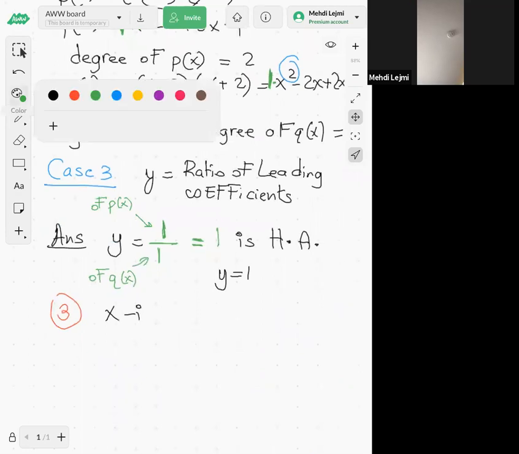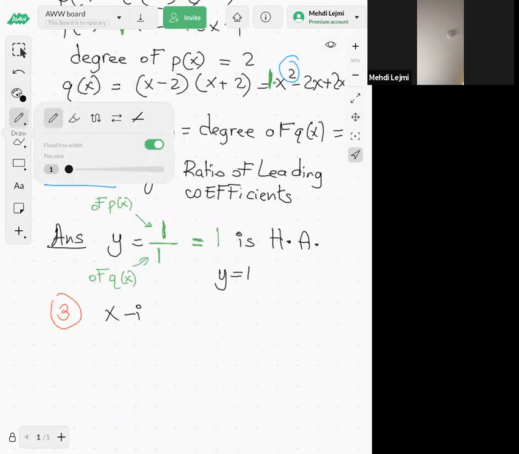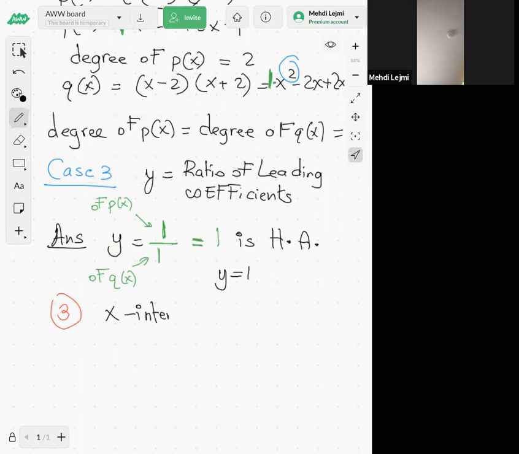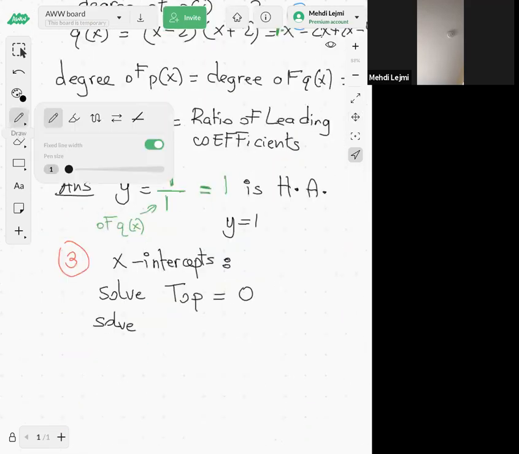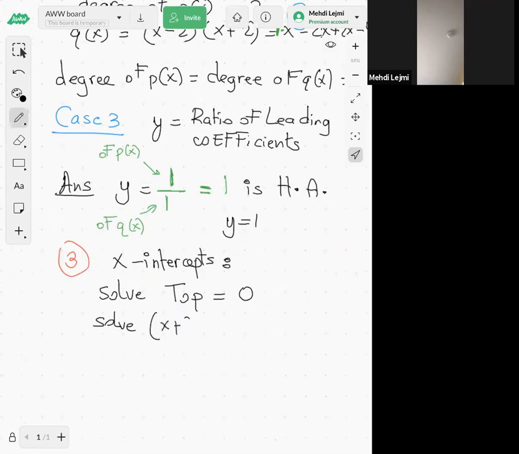So now, number 3, the x-intercept. For the x-intercept we have to solve the top, that's P of x equal to 0. So we have to solve P of x, which is x plus 3 times x minus 1. So x plus 3 times x minus 1 equals 0.